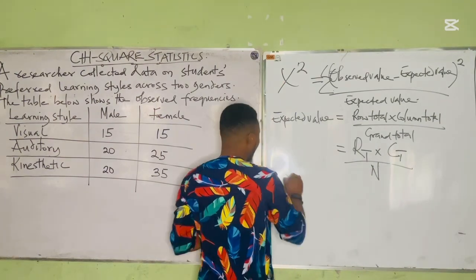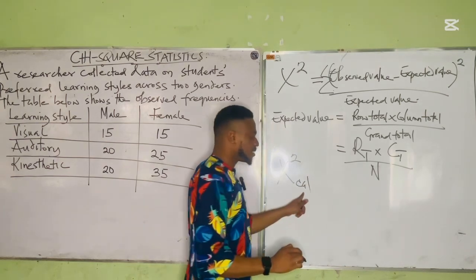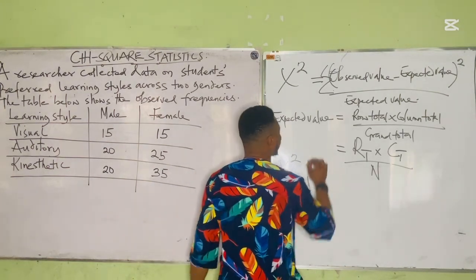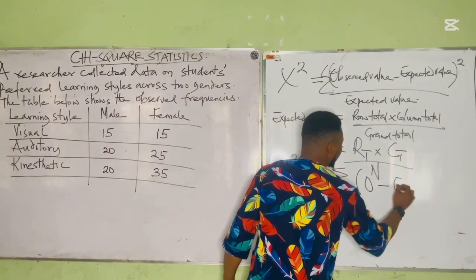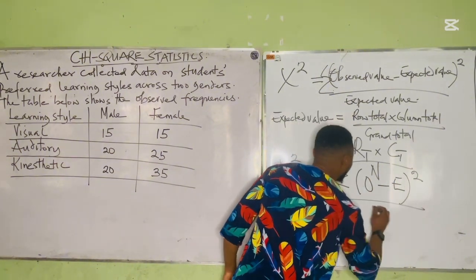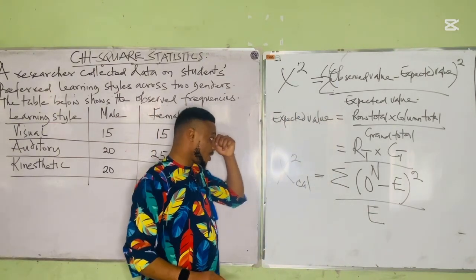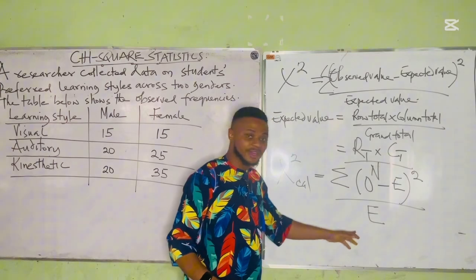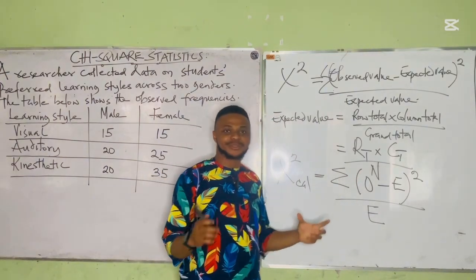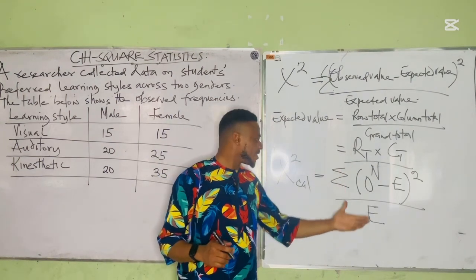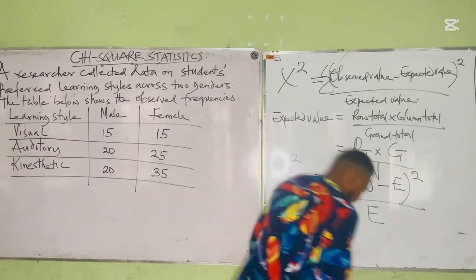So we can say that chi-square statistics, also known as chi-square cal, chi-square calculated, is equal to summation of O minus E all squared divided by E. It's important to note this: observed minus expected, squared, divided by expected. Please don't forget that. You sum over all your observed minus expected values squared, divided by your expected values. Very, very important.